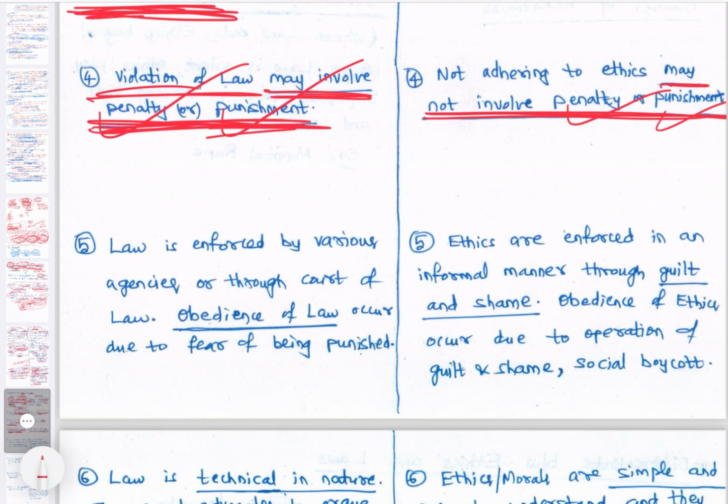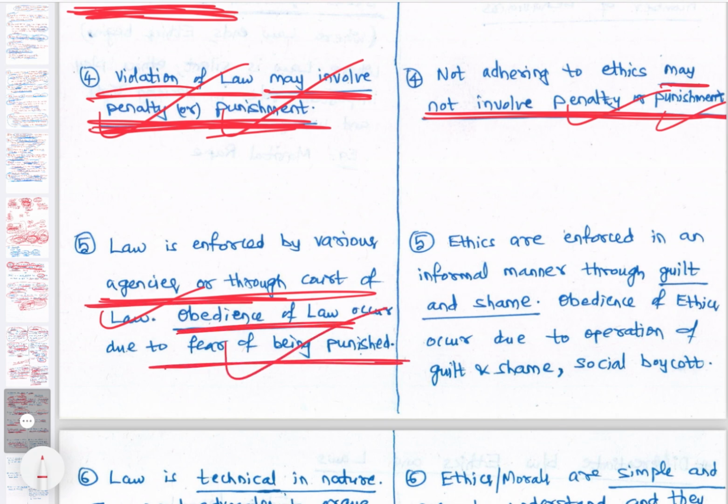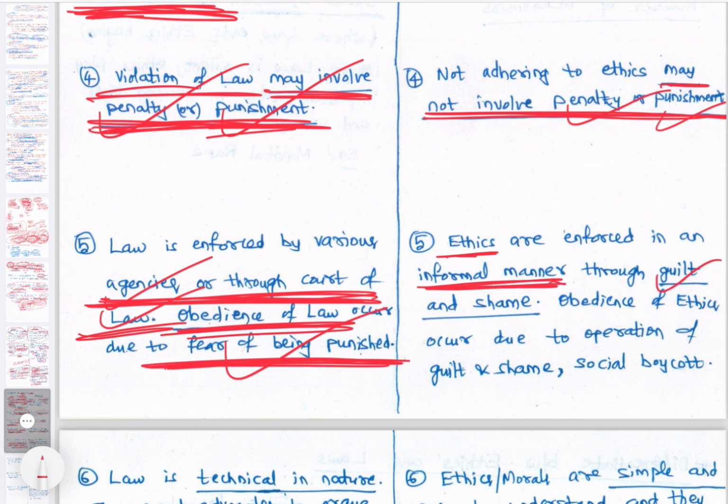Then law is enforced by various agencies through court of law. Obedience of law occurs due to fear of being punished. Courts are there, police are there, various agencies and courts, and obedience of law occurs due to fear of being punished. On the other hand, ethics are enforced in an informal manner through guilt and shame.